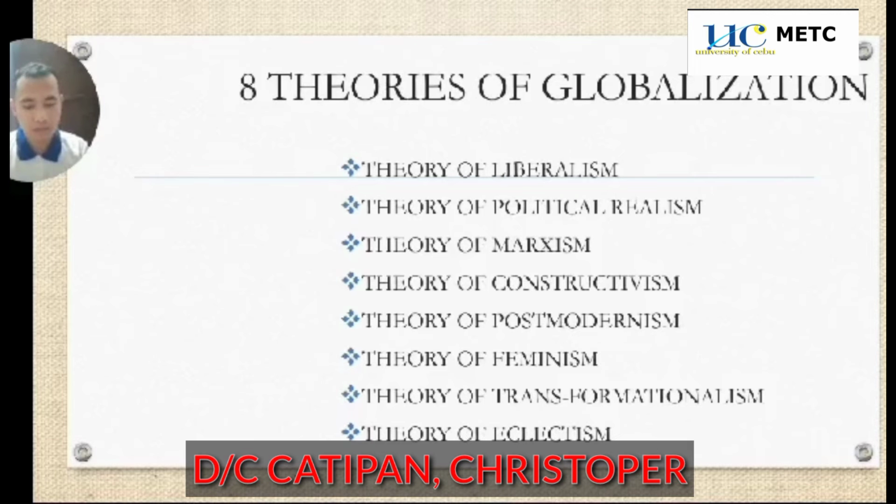Next is feminism. The theory of feminism is all about all genders having equal rights and opportunities. Next is the theory of transformationalism. It is a theory that argues that the flow of culture is not one way but a two-way exchange, in which Western culture is also influenced, changed, and enriched by culture in the developing world. Next is the theory of eclecticism. It is a conceptual approach that does not hold rigidly to a single paradigm or set of assumptions, but instead draws upon multiple theories.